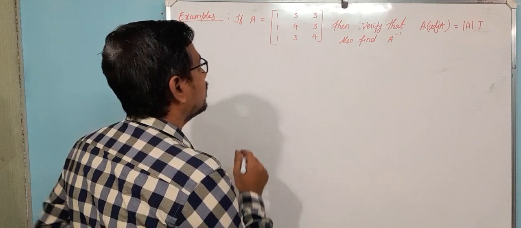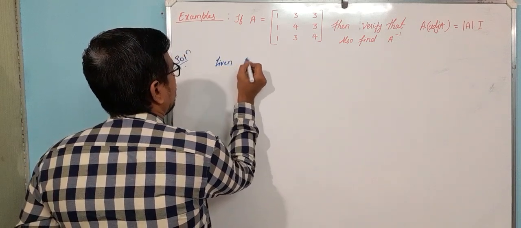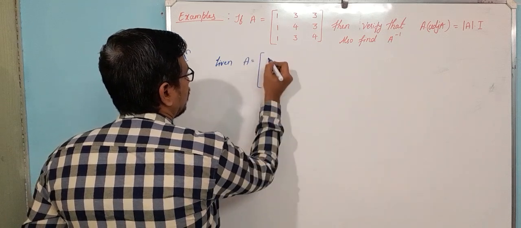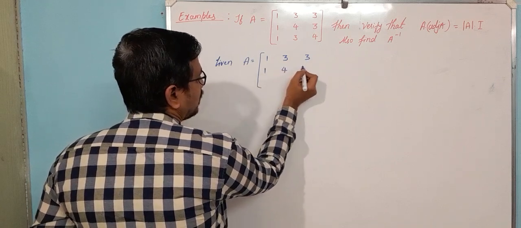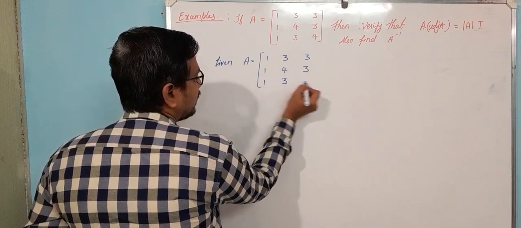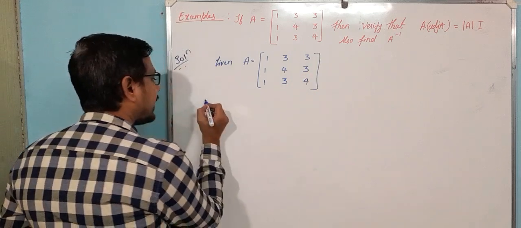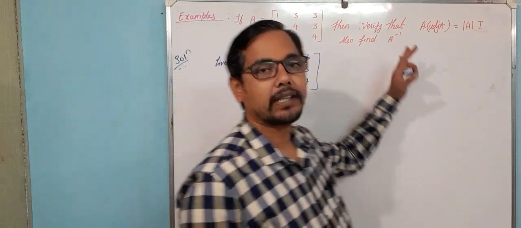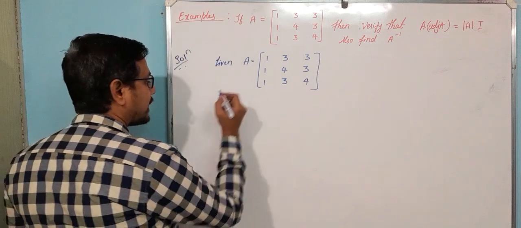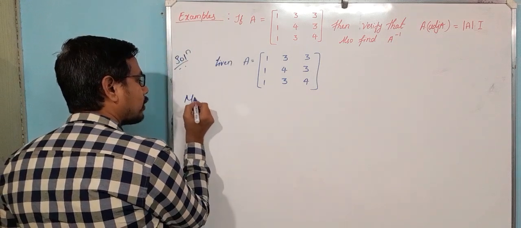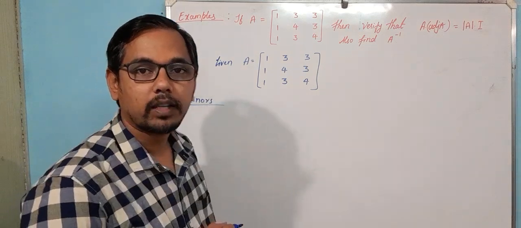Okay, so given A is 1, 3, 3, 1, 4, 3, 1, 3, 4. Now what will be determinant A? Determinant A we can calculate later. Let's try to find adjoint A. For that we need minors as well as cofactors, so let's first find the minors.